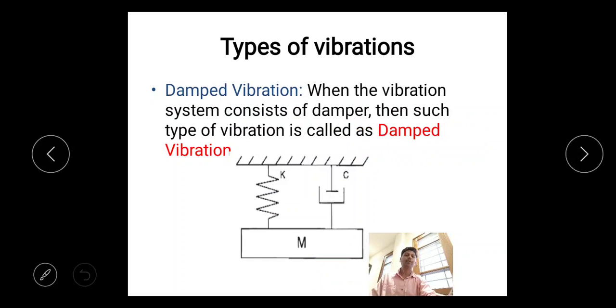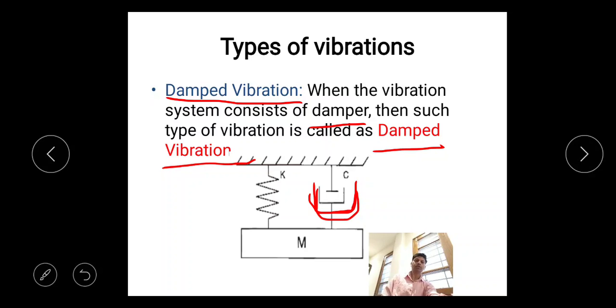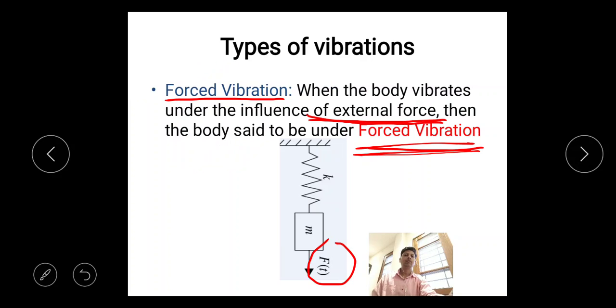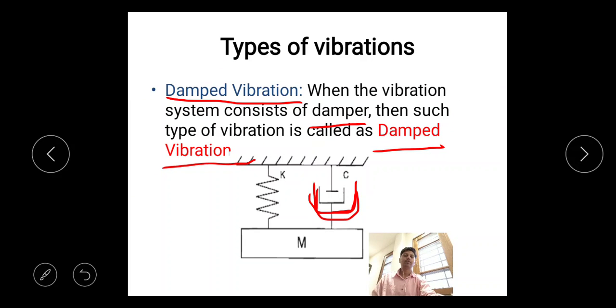Next is damped vibration. It is the same: you have a spring, a force and a mass, and you are using an additional damper. A damper is used to reduce the vibration. If you are using this damper, such a type of vibration is called damped vibration. So you have studied three types of vibration: free vibration, forced vibration, when you are using a force, and damped vibration, when you are using a damper. These are the three types of vibration.